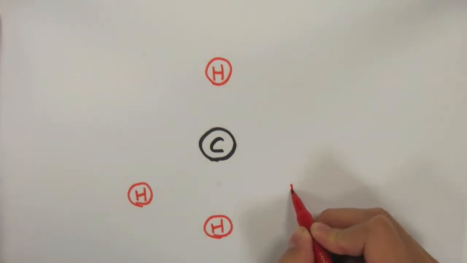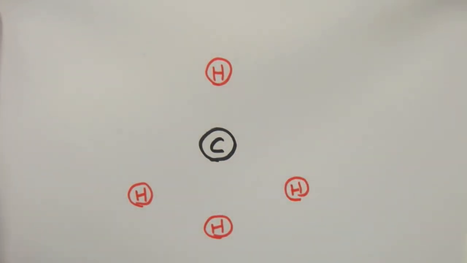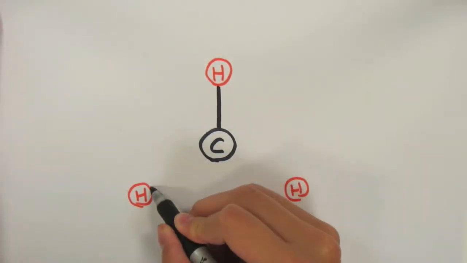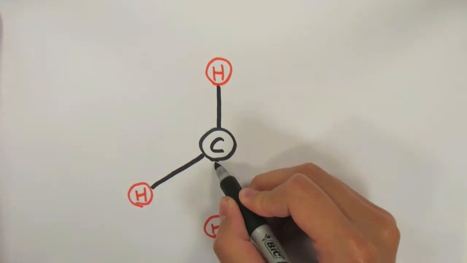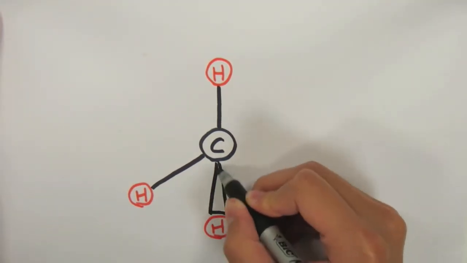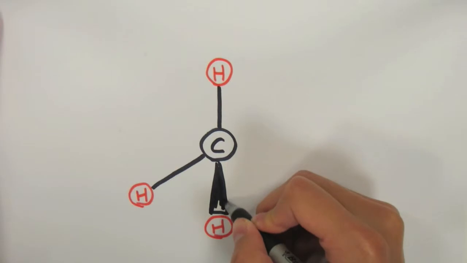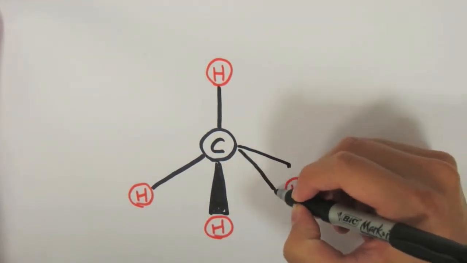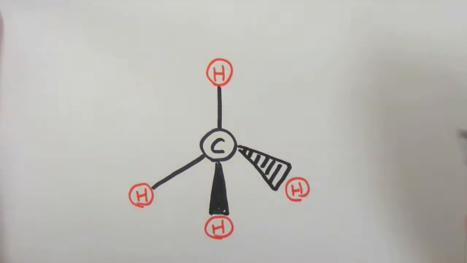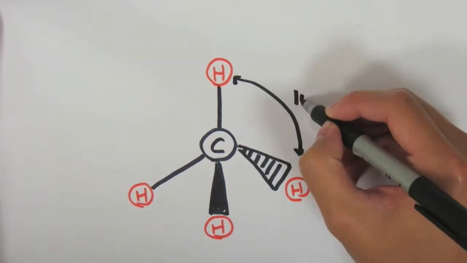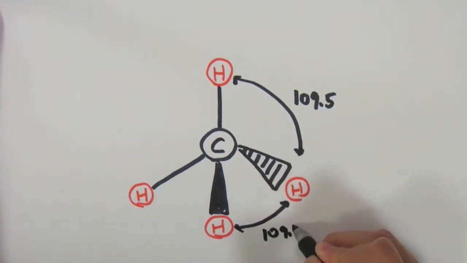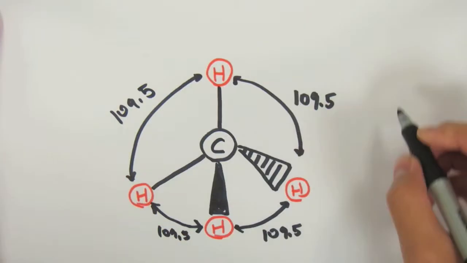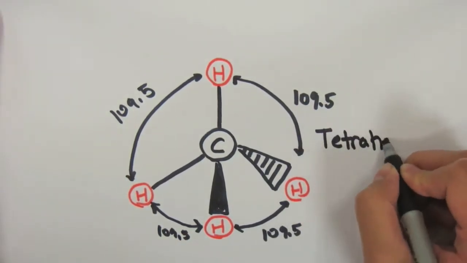In order to represent the model in the 2-dimensional plane, we use lines and triangles to represent the bonds. We use straight lines to represent the 2 hydrogens in the same plane as the carbon. The filled-in triangle is used to represent the hydrogen going into the page. Lastly, the striped triangle is used to represent the hydrogen coming out of the page. The 4 bonding pairs of electrons will arrange themselves to minimize repulsion. As a result, they will form a shape called tetrahedral, where the angle between each of the hydrogens is 109.5 degrees.